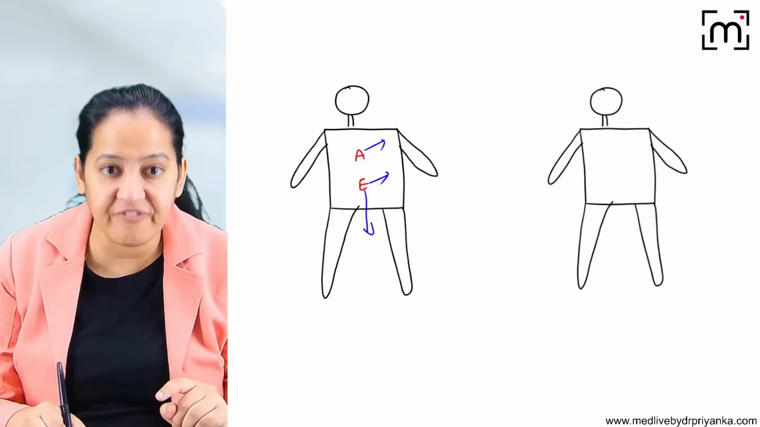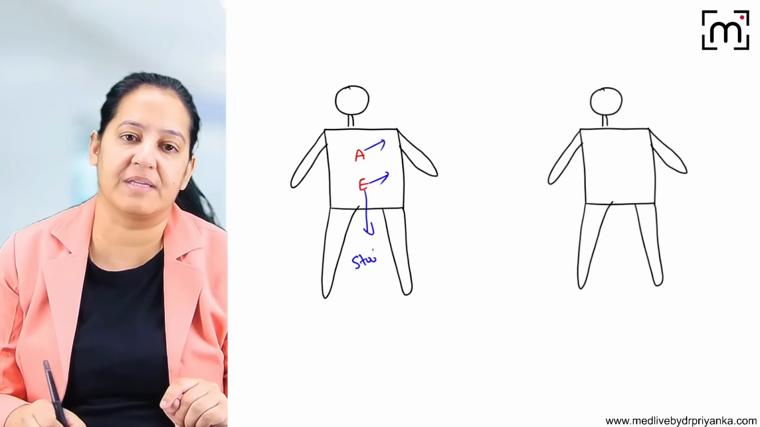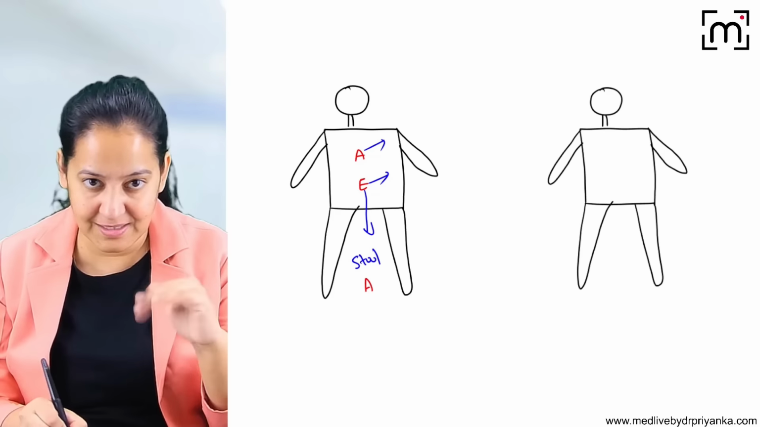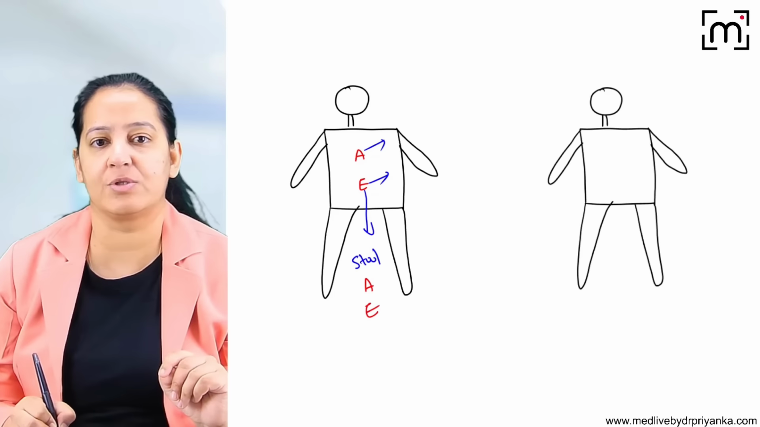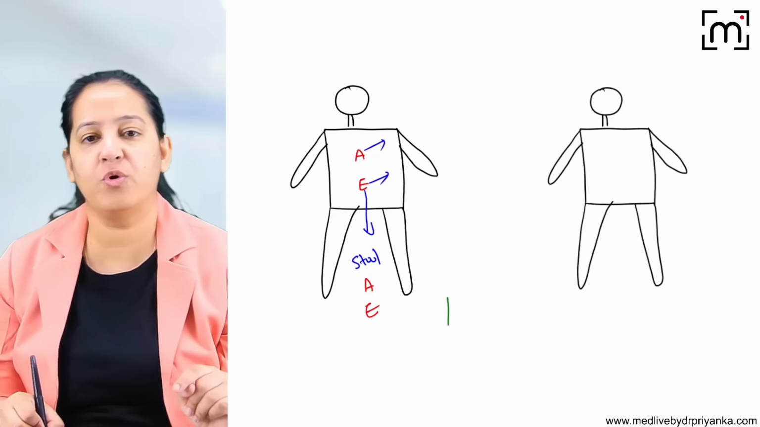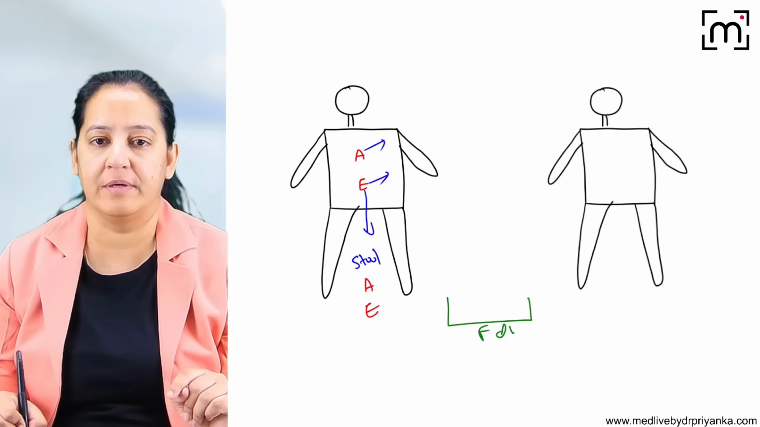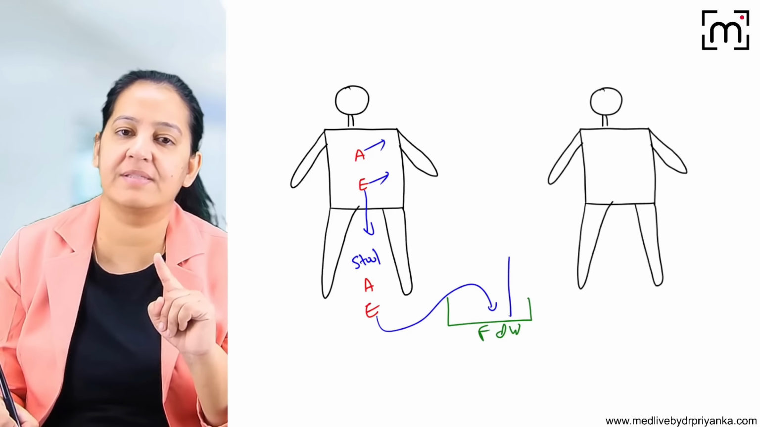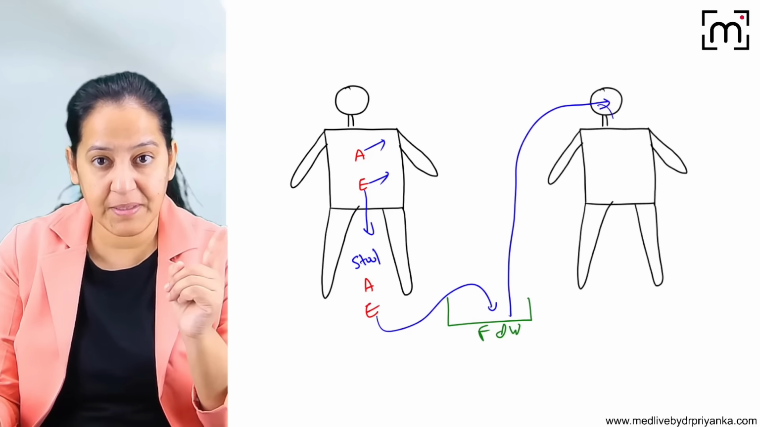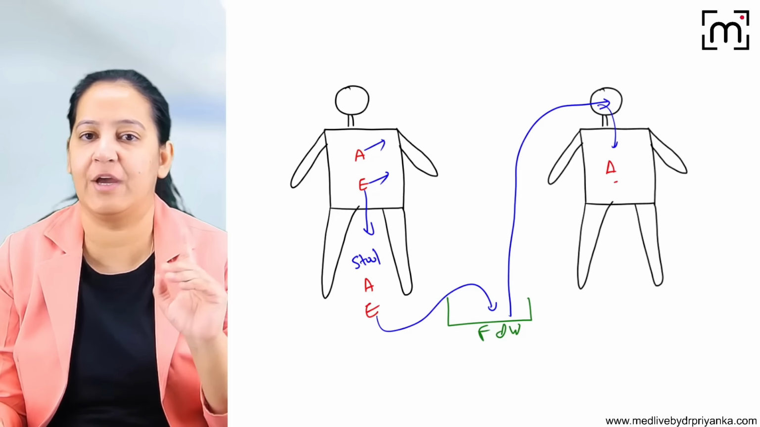They are excreted in the feces, in the stools of the person. Hepatitis A virus is shed in the stool, and E is also shed in the stool. The stool will contaminate food and water, and this food and water is consumed by another person. In this way, the other person will also get hepatitis A or hepatitis E.